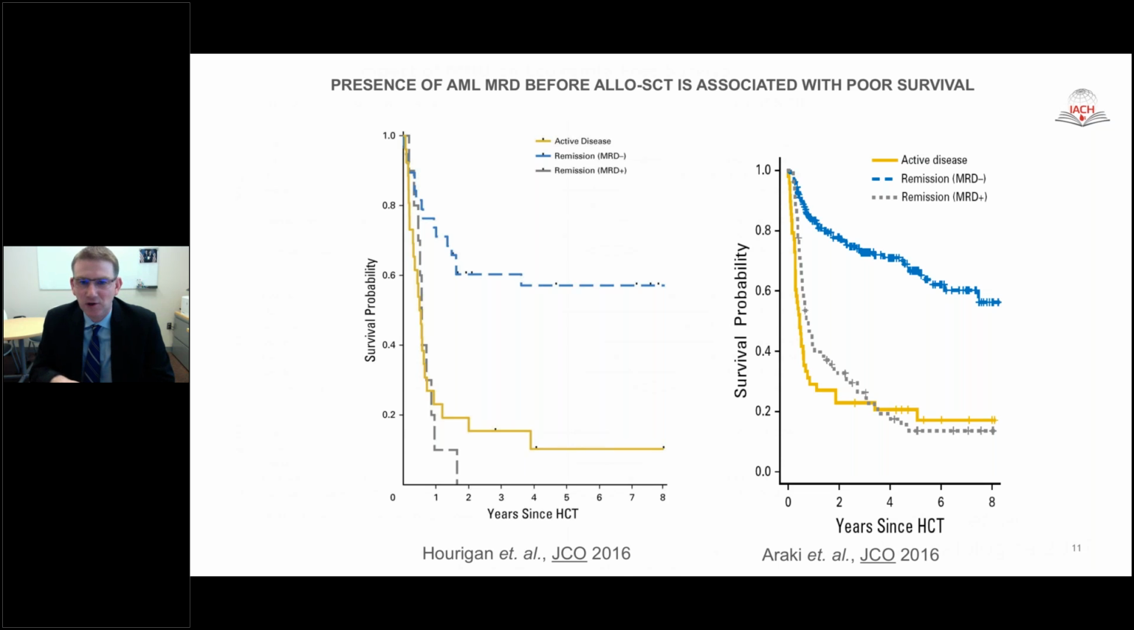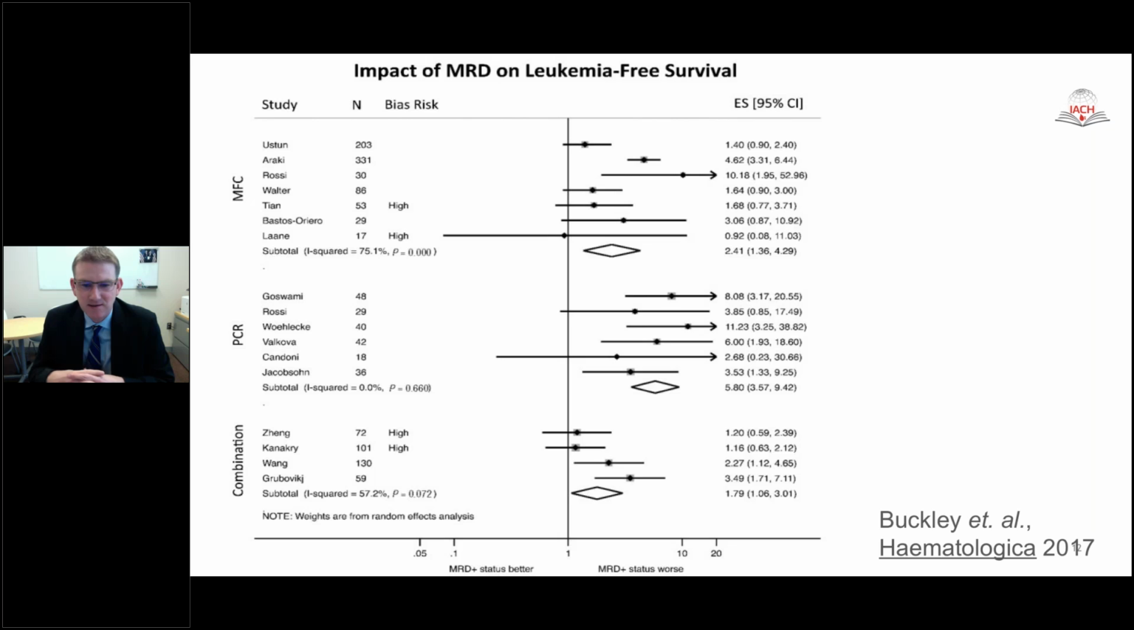Just to take that one step further, in case you're not convinced, this was a meta-analysis the following year from the Fred Hutchinson group, looking across studies, and regardless of modality used, we see the same direction of effect and a similar effect size: the presence of measurable residual disease in AML patients in CR before transplant was associated with worse leukemia-free and overall survival. And that seems to be a consistent trend across studies.